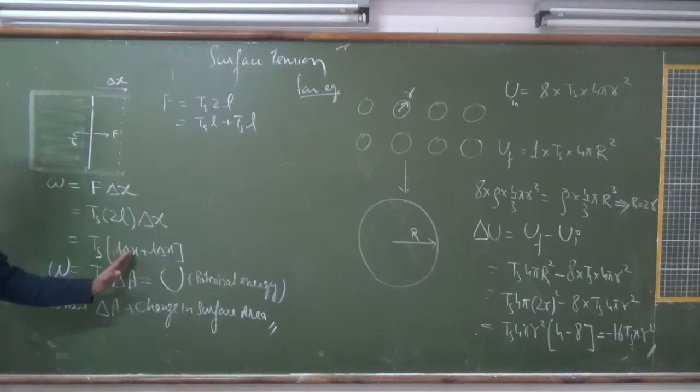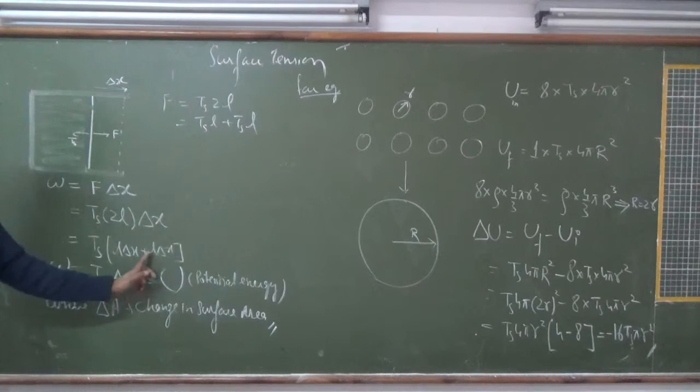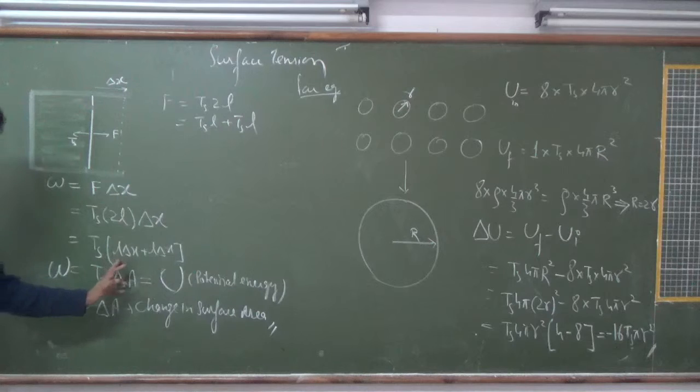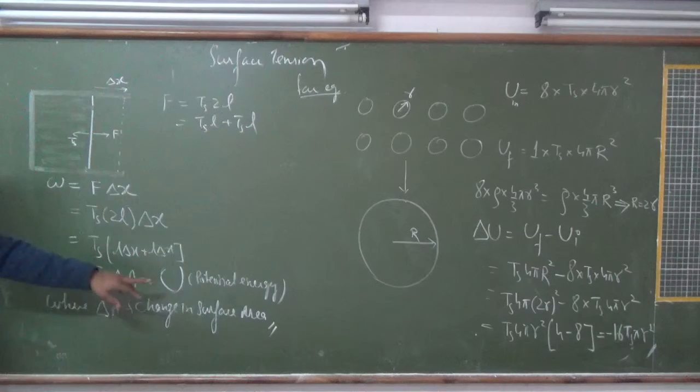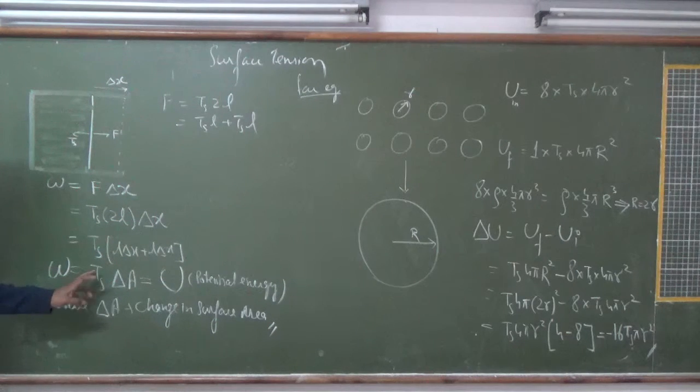This I can say that L delta x is the increase in the surface area on the front side, and another L delta x is the increase in the surface area on the back side. So both together are the total increase in the surface area. So this work done on the system will be stored in the form of potential energy. Correct? So what we have done, we have related the potential energy with surface tension and the surface area. Okay.